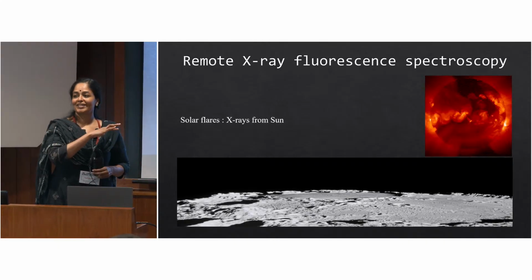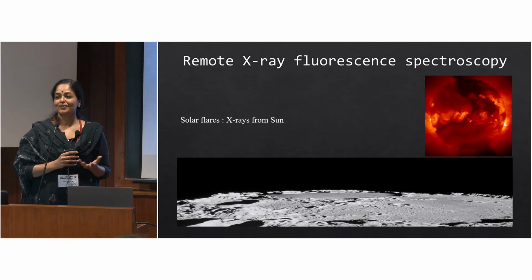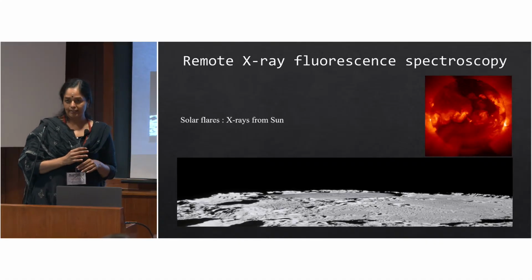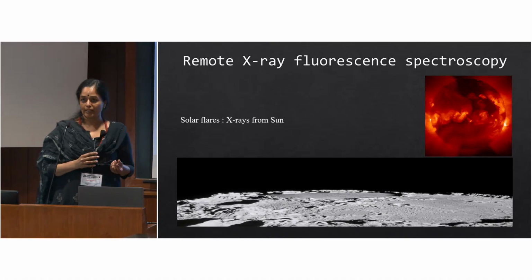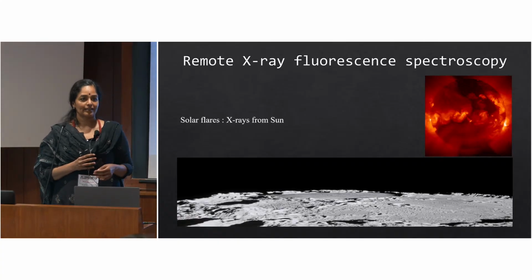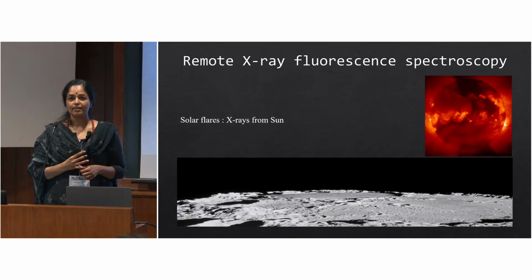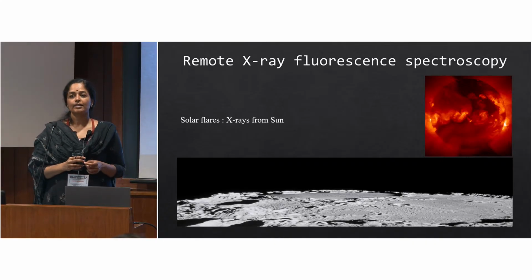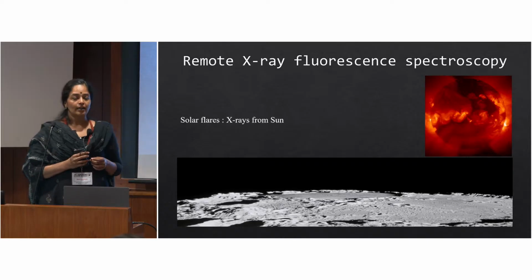See, all this has to do with the giant impact theory, right? So then we'll know how exactly the Earth-Moon system happened. Remote X-ray fluorescence spectroscopy can be done only on airless bodies, because if you have an atmosphere, the X-rays get attenuated. So you can't do this on Mars or Earth or Venus, but on the Moon, Mercury and asteroids.